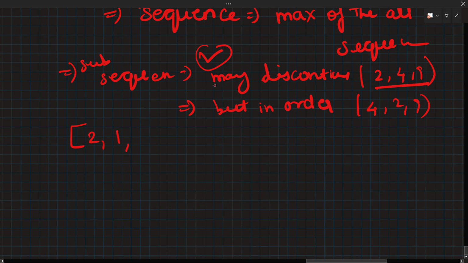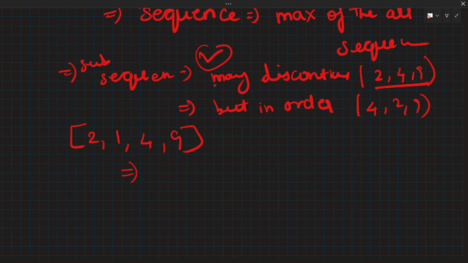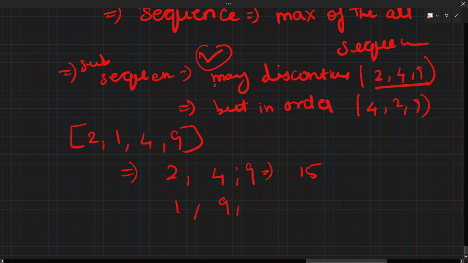From the given array 2 1 4 9, we take the subsequences and sum all the elements in each subsequence. For instance, if we take 2 4 9, it is a subsequence. The sum is 15. And if we take 1 9 1 4 9, it is also a subsequence. The sum is 14. We return the maximum sum of the subsequences.